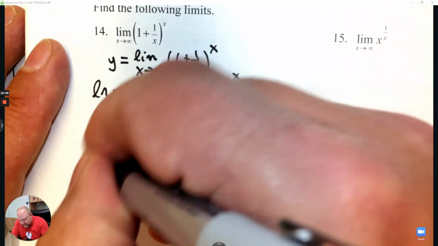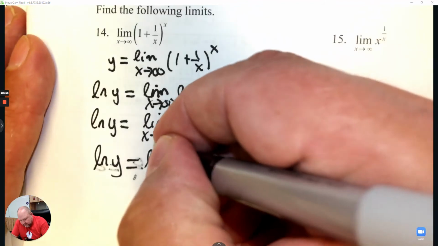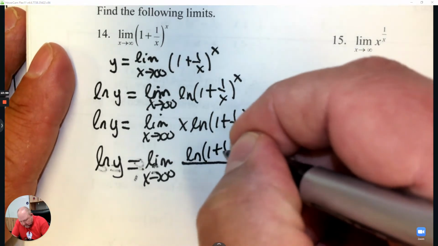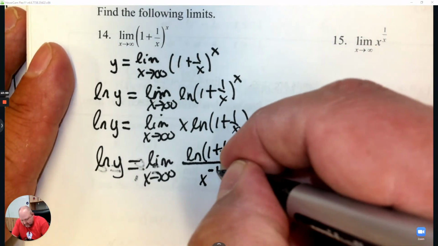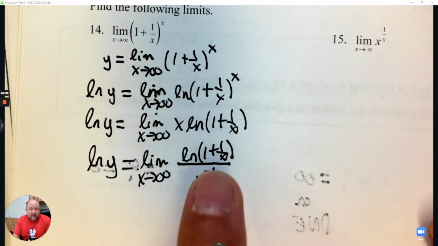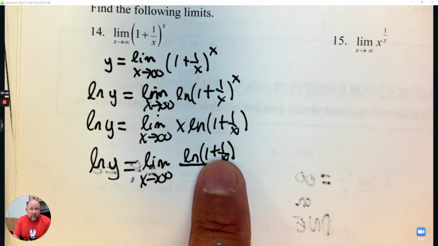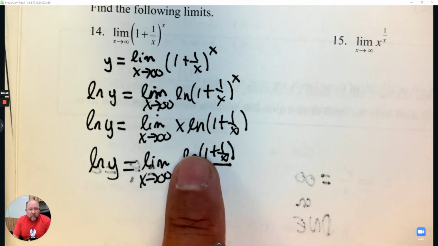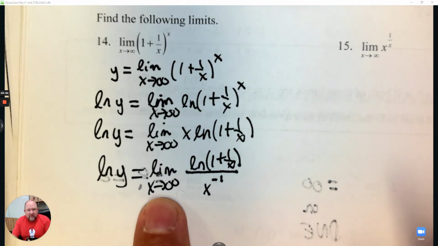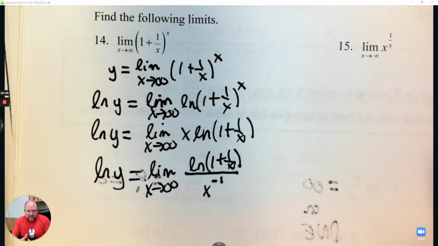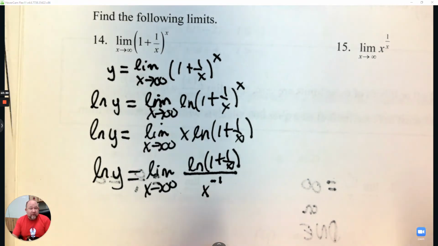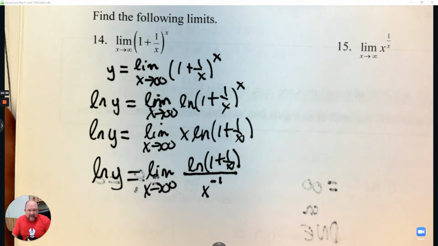Now, the right side I'm going to write as a quotient. So this is something new to think about. To write it as a quotient, I have ln of 1 plus 1 over x, and then I'm going to say x to the negative 1 in the denominator. Now, if I plug in infinity, we need to understand 1 over infinity means 0. So 1 plus 0, that's just ln 1. That means the numerator is 0. If I look here, x to the negative 1 is really 1 over x. And again, if I plug in infinity, 1 over infinity is 0. So in other words, this is 0 over 0. It's now in a form where we can apply L'Hopital's rule.